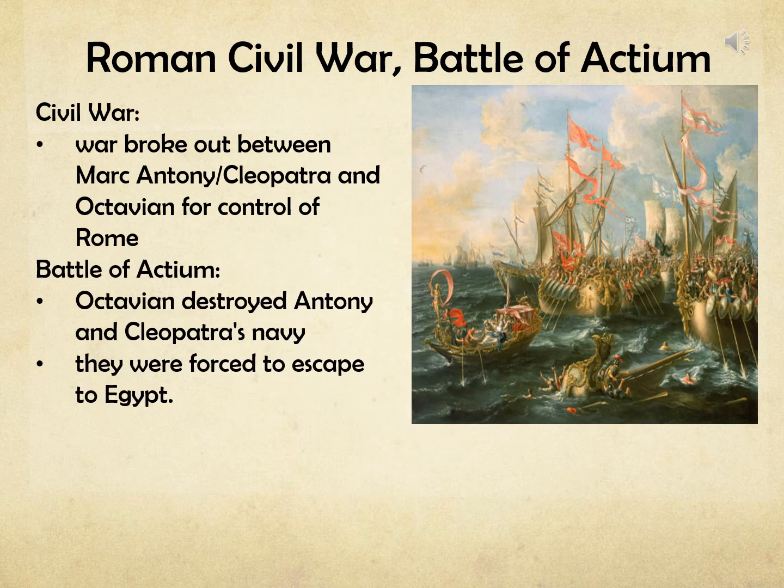So as I already mentioned, war broke out between Mark Antony and Octavian for the control of Rome. They both wanted to be the sole ruler. In the final battle of this war, known as the Battle of Actium, Octavian completely destroyed Antony and Cleopatra's navy, although Antony and Cleopatra were able to escape back to Egypt.